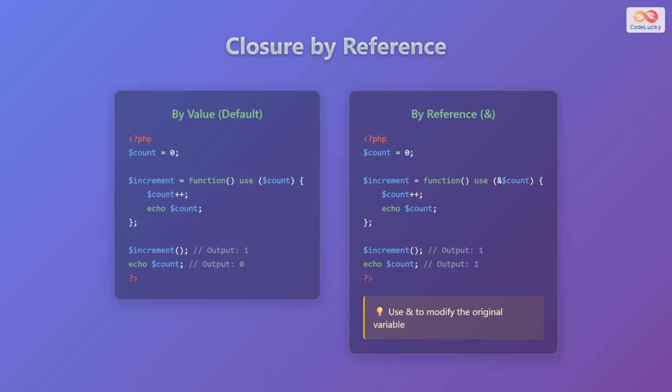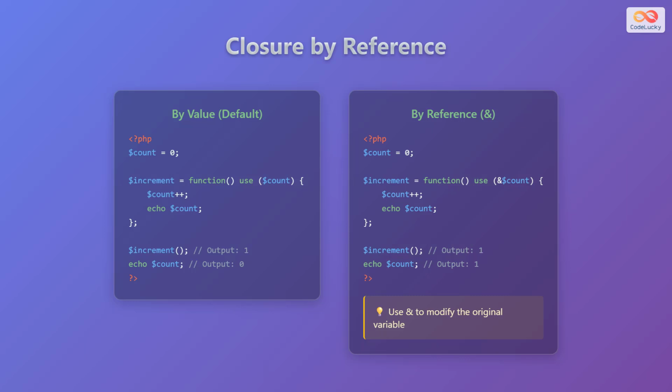Let's examine closures by reference. By default, when you use the use keyword, the variable from the parent scope is passed by value, not by reference. Here is an example of this. We assign the variable $count a value of 0. Then we assign the variable $increment, an anonymous function that uses the count variable from the parent scope. The anonymous function increments the variable $count and then echoes it. Then we call the anonymous function. This will output the value 1. After this, we echo the count variable from the parent scope. This will output the value 0. The variable from the parent scope was not modified.